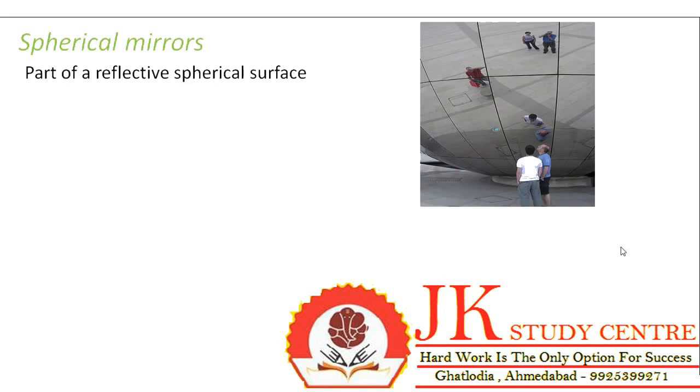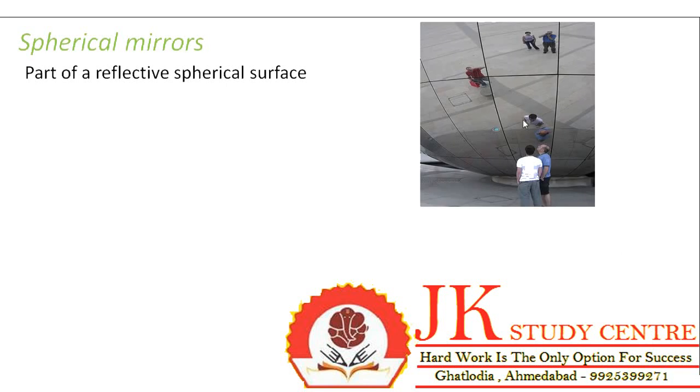So a spherical mirror is a part of a reflective spherical surface. That means if you look at this picture here, you have a big sphere which is nothing but a mirror. You can imagine any sphere like your football, but that football is a kind of mirror. I mean, you can see your image on that. Here you can see that the people who are standing here can see their images on this, right?